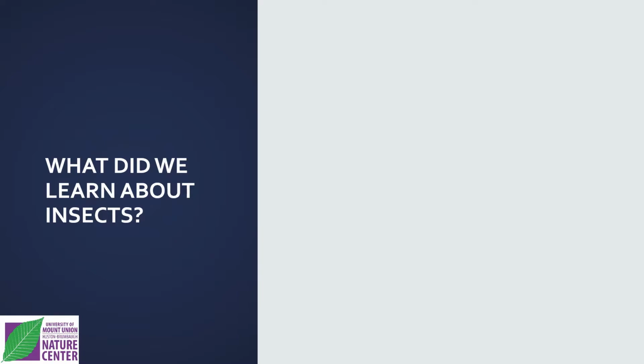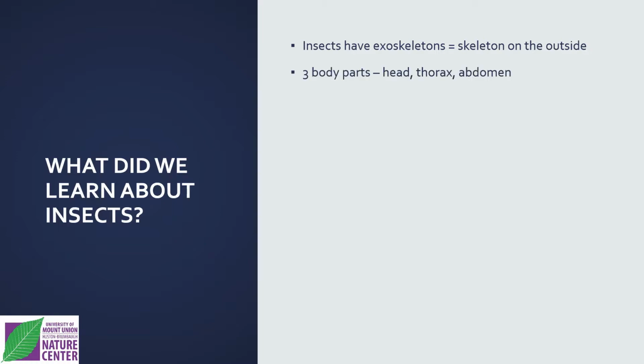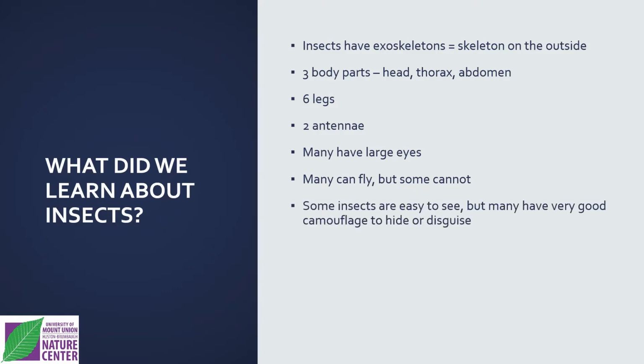So what did we learn about today? Well, we learned that insects have exoskeletons, and an exoskeleton is basically a skeleton on the outside of the body. Insects have three body parts: a head, a thorax, and an abdomen. Insects have 6 legs. Often they have 2 large noticeable antennae. Many insects have large eyes. Many can fly, but some cannot. Some insects are easy to see, but many have very good camouflage to hide or disguise themselves.